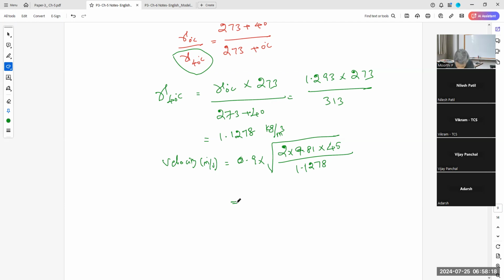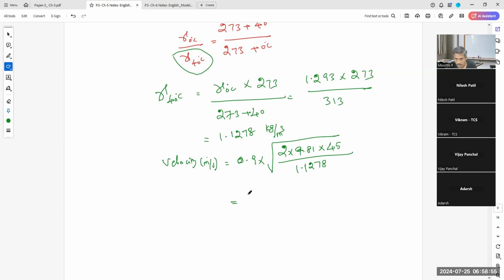Are you done? Calculation done? 2 into 9.81 into 45, then divided by 1.1278. Then square root of the answer. Then multiply by 0.9. How much value is coming? 25.181.